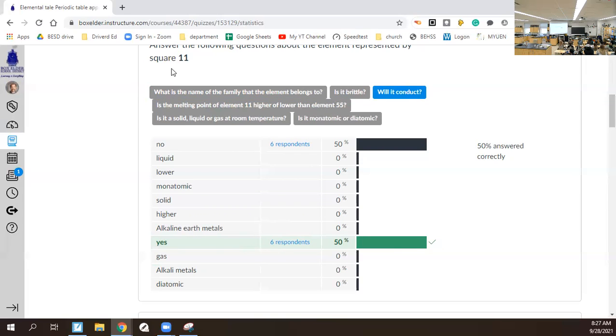The element number, or the square number, is going to be up in the upper right-hand corner. So if we're looking at Cu, what's its element number instead? It's going to be 29. So we're talking about Na. Is Na going to be a metal or a non-metal? I heard metal, and that makes sense.